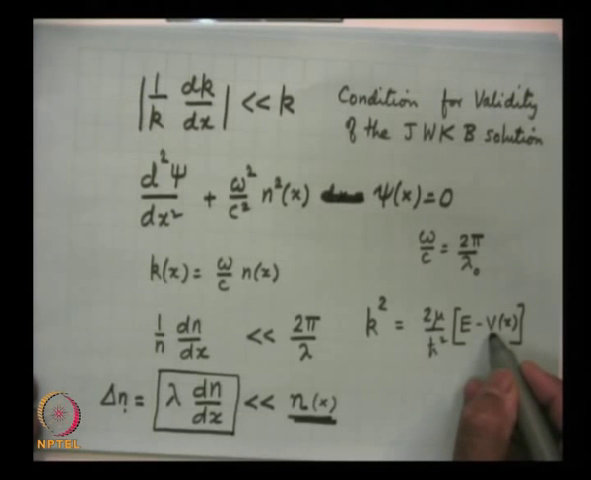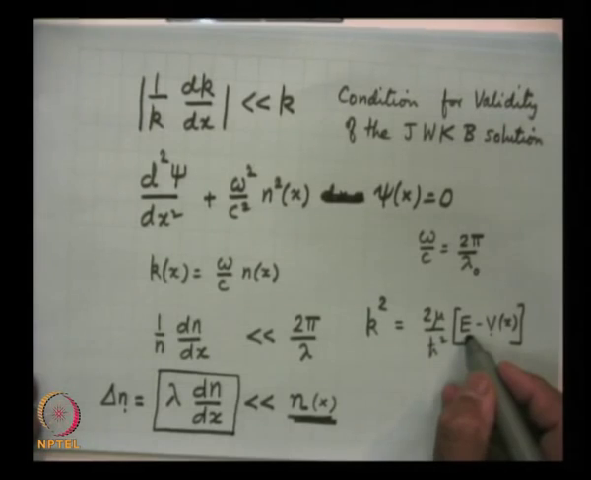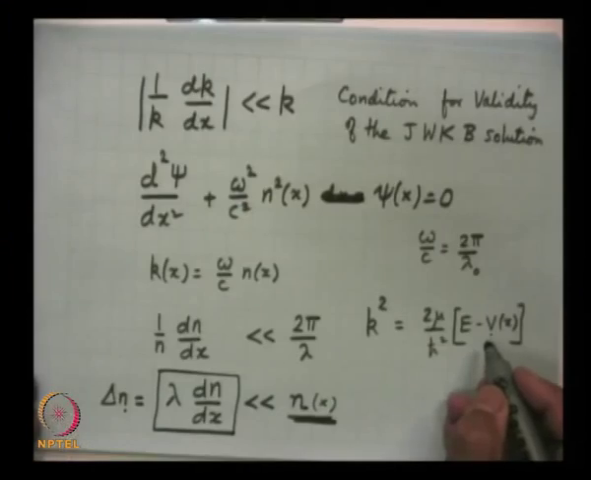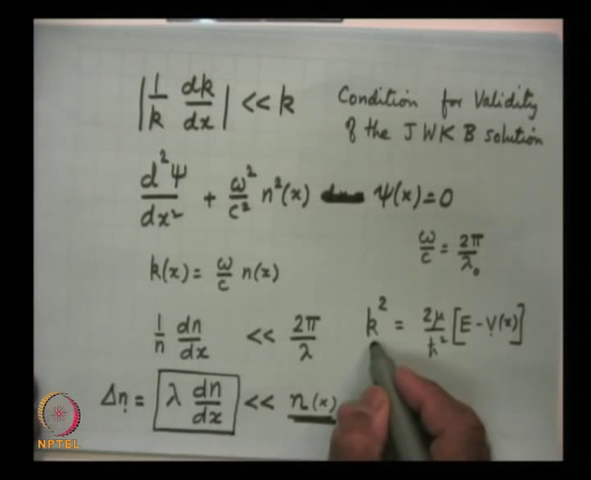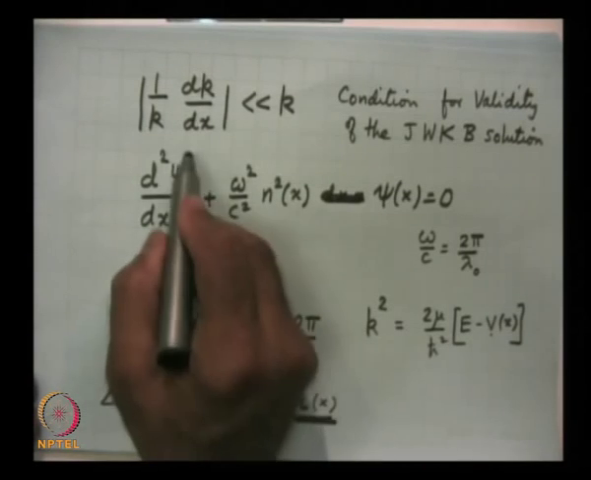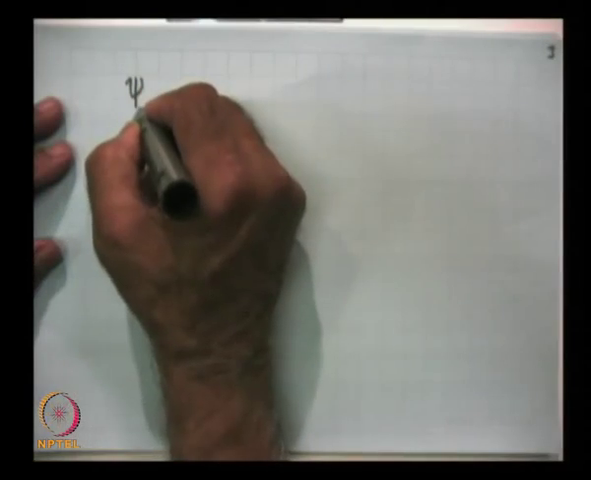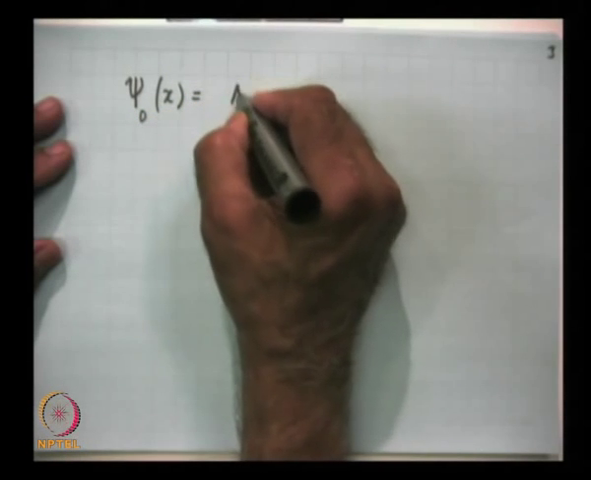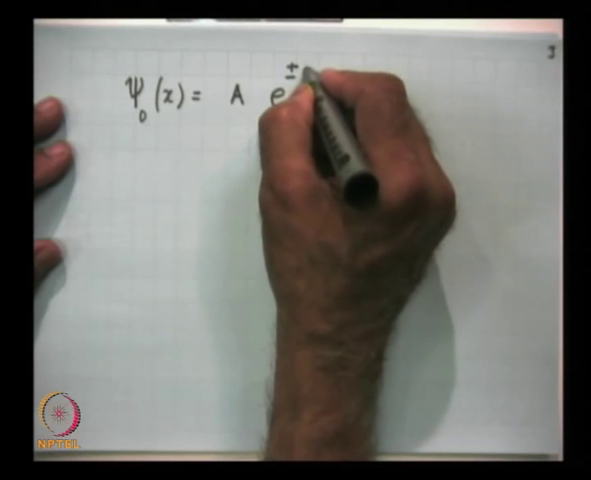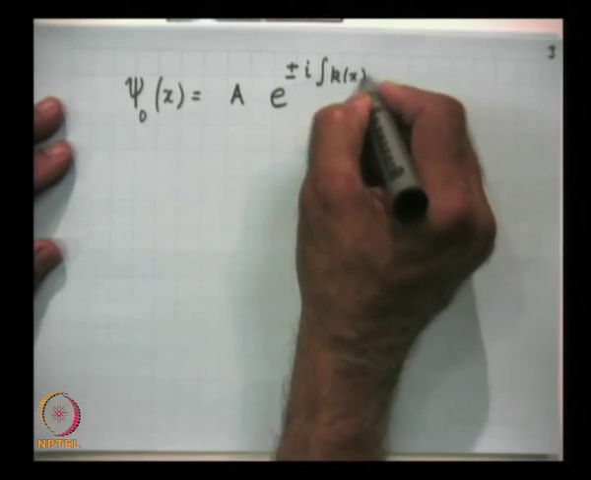Points at which V of x becomes E are known as the turning points, or rather classical turning points. We will discuss a little later why they are called turning points. But near the turning points, k square itself becomes very small, and so this inequality does not remain valid and the WKB solutions fail. This also we will discuss a little later. Now, the zeroth order WKB solution is psi 0 of x equal to A e to the power of plus minus I integral k of x dx.